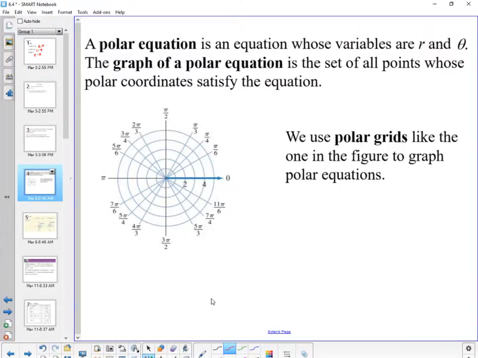It's just a unit circle with some radii. Circles with different radii.